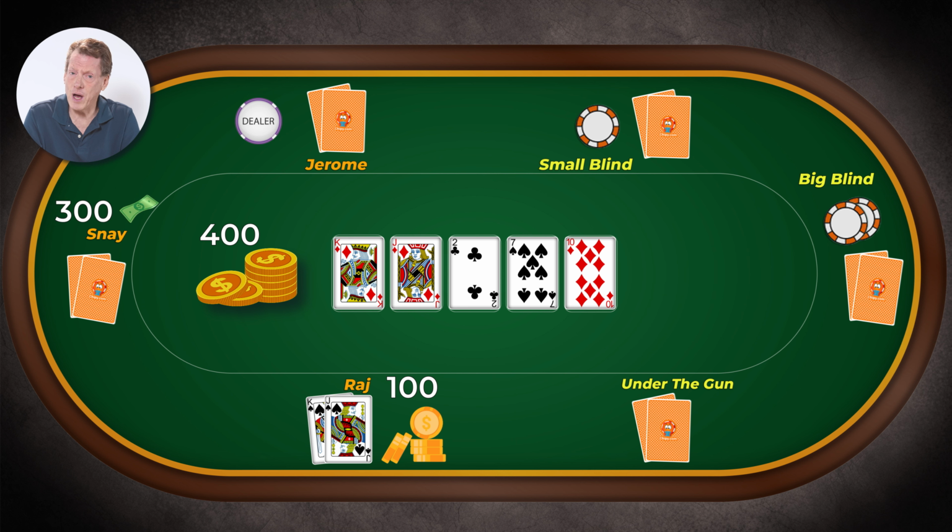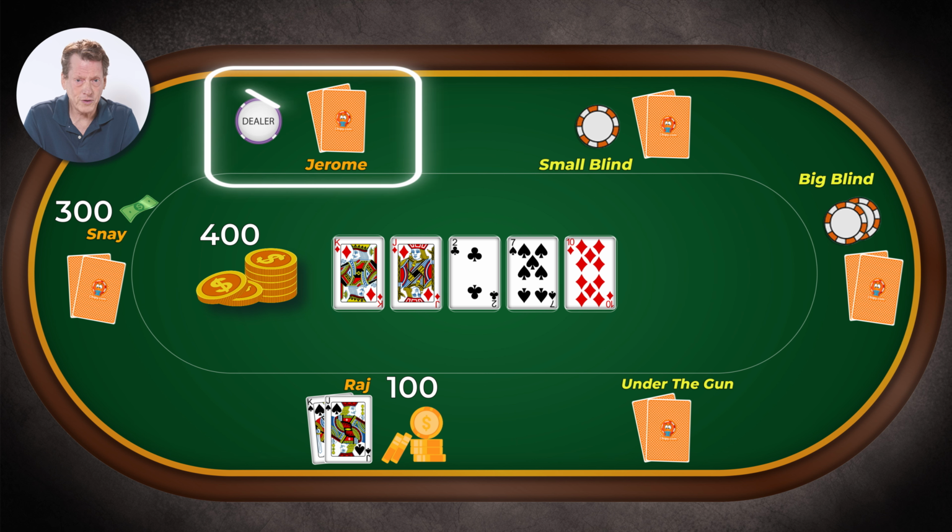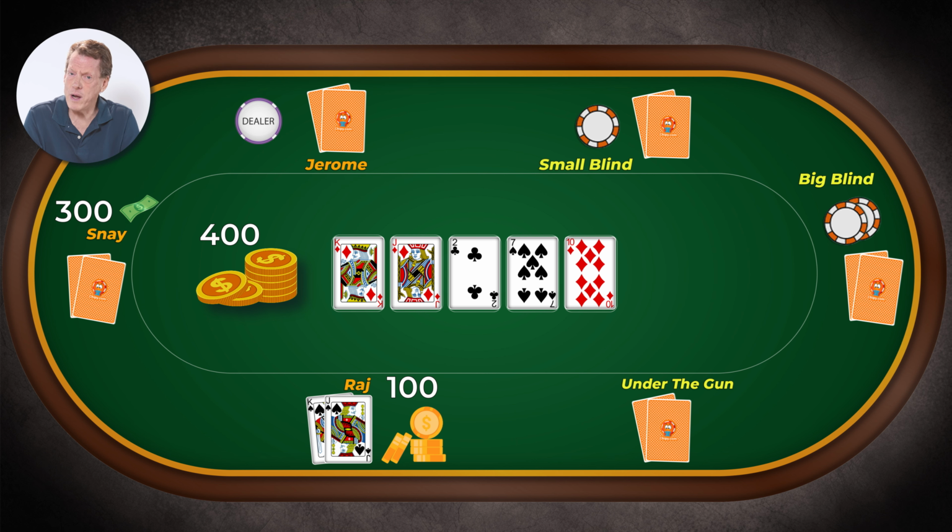Sneh bets $300. Jerome folds. Raj is facing a $300 bet and has only $100 left in his stack. Raj can call for his remaining $100 going all in. This means that all of his chips are in the pot. If Raj elects to do this, he can only win $100 from Sneh's $300 bet.